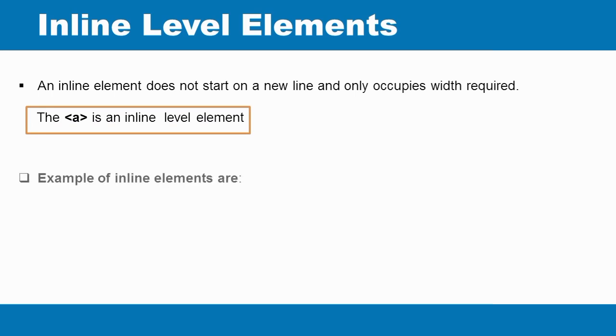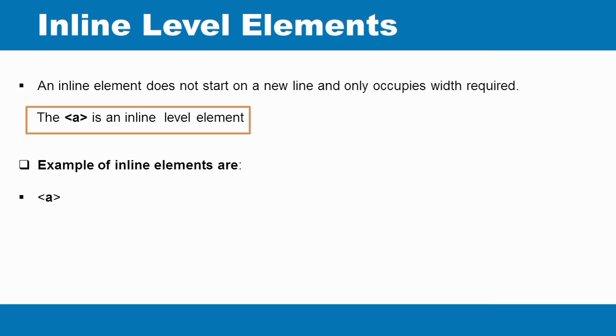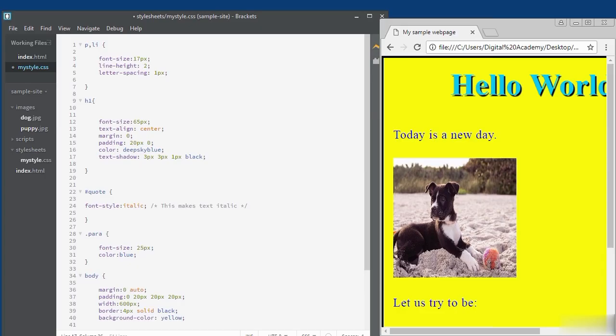Another example of an inline element, apart from the anchor element, is the image element, which is the IMG element. IMG is the element you need to add an image to a web page. So by default, it is an inline level element. So I've got my image here on my page, which by default is an inline element. So the method of display is inline.